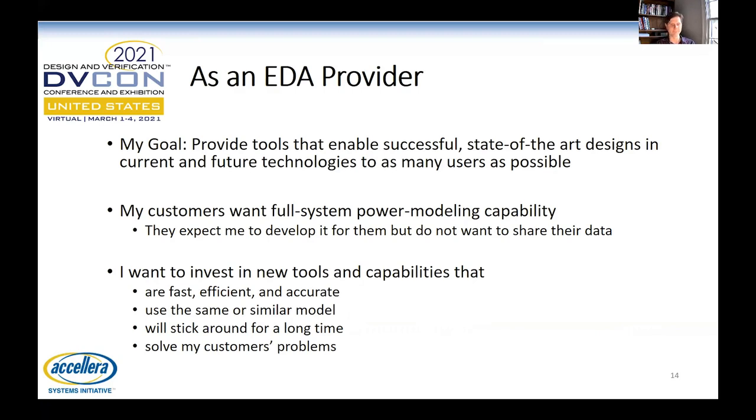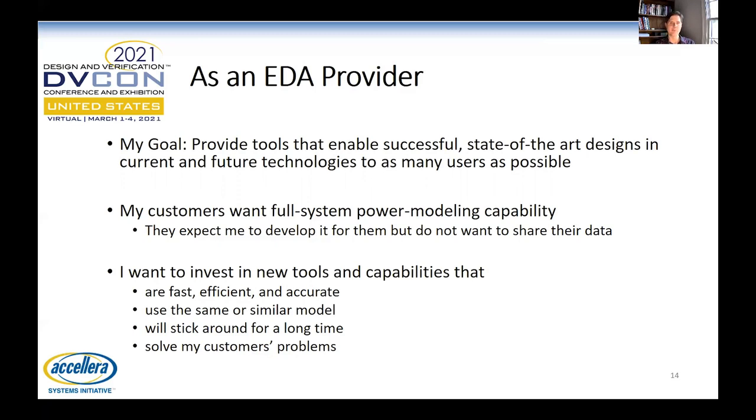Also, as I develop this new capability, I want to ensure that my tools satisfy a number of other criteria. I want them to be fast, efficient, and accurate. I want them to use the same or similar power models across all levels of abstraction so that I don't have to support so many formats. And I want to be sure that they're going to stick around for a long time. And I want to make sure that they solve my customers' problems so that they can be motivated to keep buying licenses.